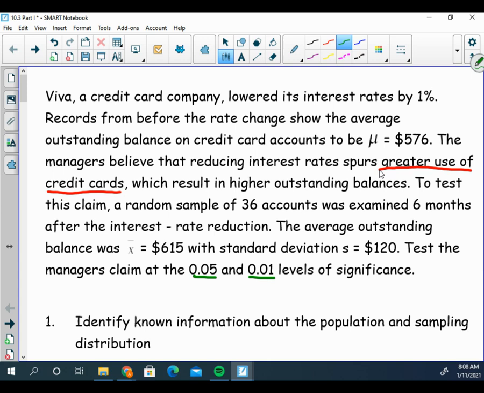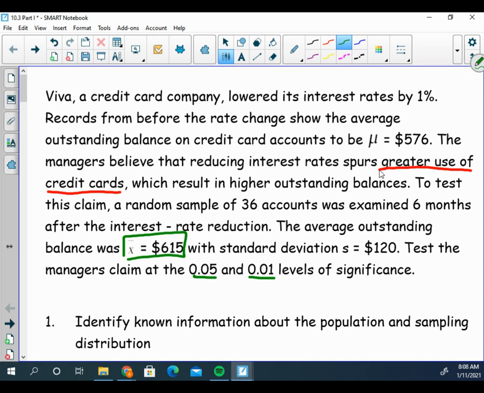Okay. So what you can see here is they're reducing the rates by 1% because the credit card company wants people's outstanding balances to be higher. And why you see me underlining what's in red here is this is where your alternate hypothesis comes from. I think some of us are struggling identifying the alternate hypothesis and are just looking at whatever the sample mean is. Okay, we don't want to do that.